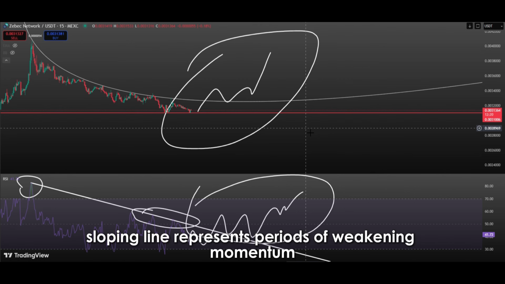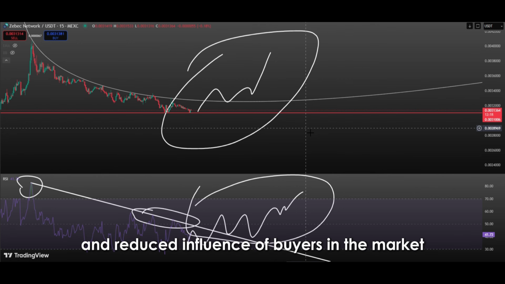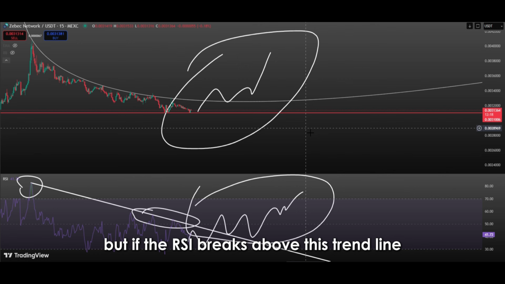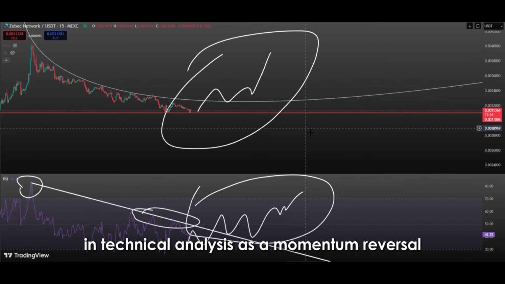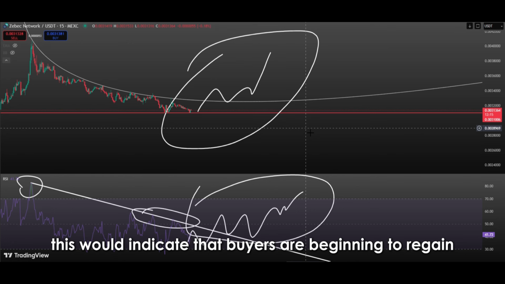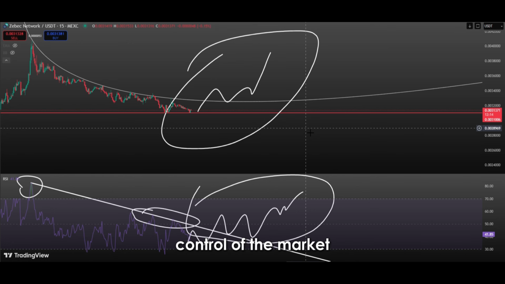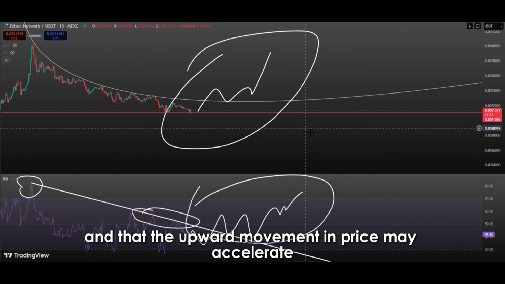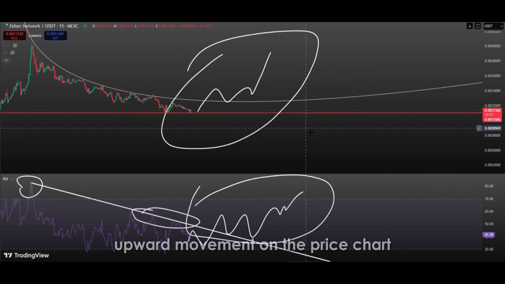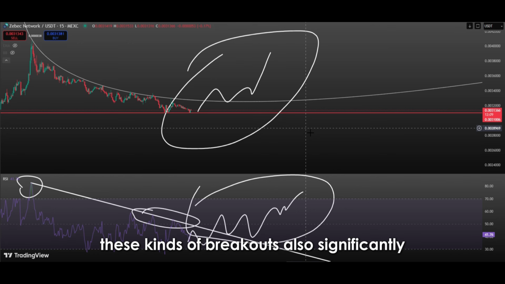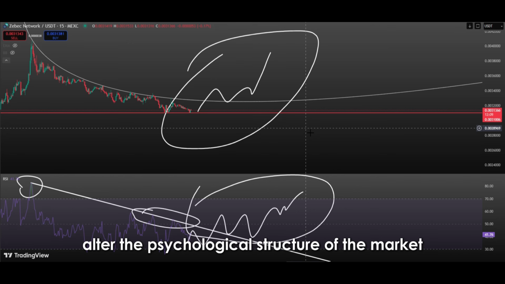This downward sloping line represents periods of weakening momentum and reduced influence of buyers in the market. But if the RSI breaks above this trend line, it is interpreted in technical analysis as a momentum reversal. This would indicate that buyers are beginning to regain control of the market and that the upward movement in price may accelerate. Such a breakout typically does not remain limited to RSI alone, but also brings about accelerated upward movement on the price chart.